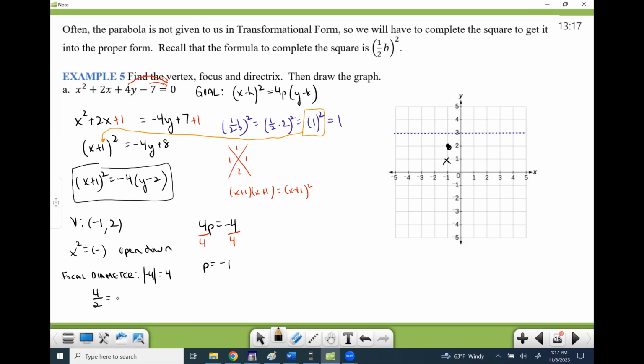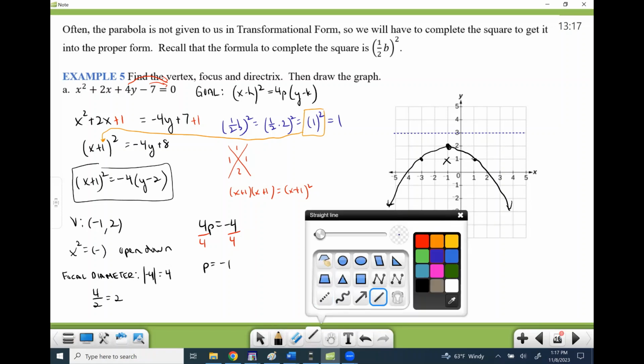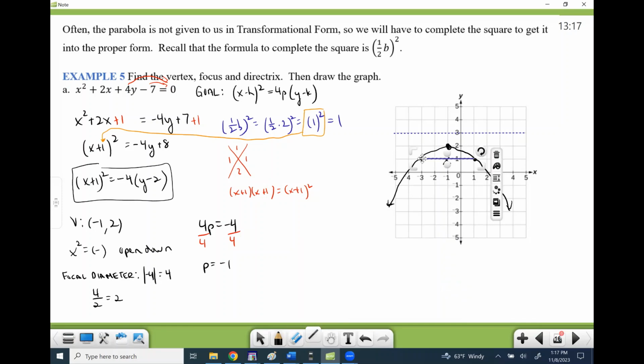We divvy that up between the two sides. It looks like we're going to have to go 2 to the left and 2 to the right. And now we know how wide our parabola is. That will give us the focal diameter of 4 like we wanted, because 2 plus 2 will give us 4 long.